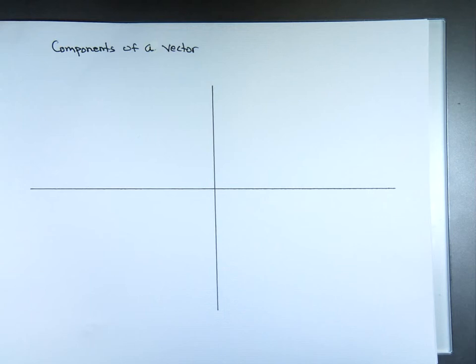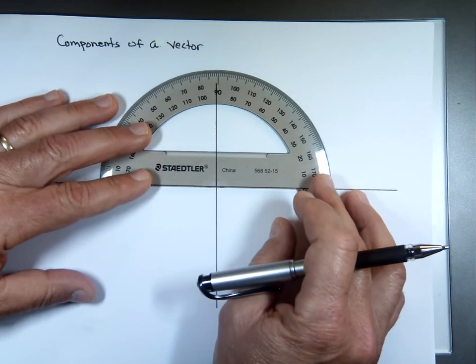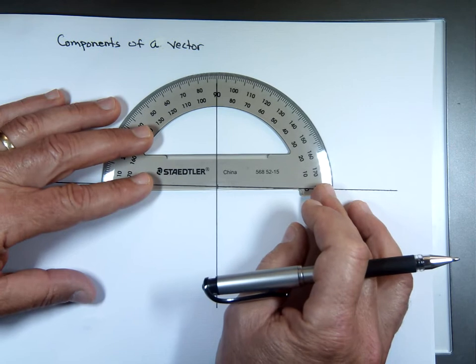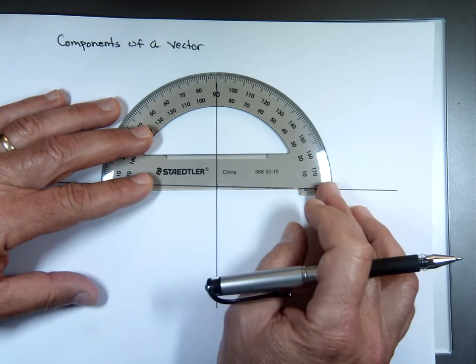How do we find the components of a vector? Let's pick an angle. Somebody choose a number between 0 and 90 degrees. 55. Okay, let's take our protractor. If we did a good job, these should line up nicely here. 55 degrees. Here we go.